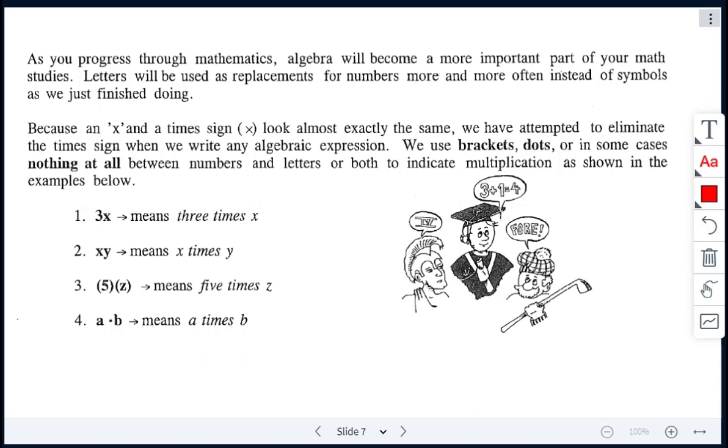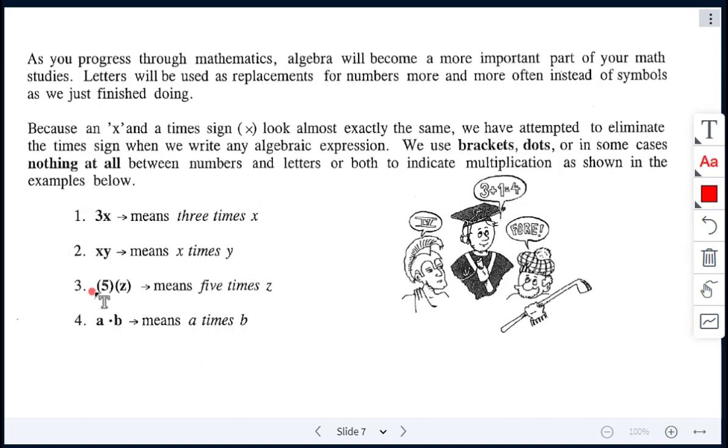All right, so just a quick review of substitution here. We're just looking at how x is not used for multiplication when we're looking at algebra. We use brackets, dots, or nothing at all to show multiplication. So here when we talk about 3x, that means it's 3 times x. X is the variable. Here when we have xy, that means x times y.